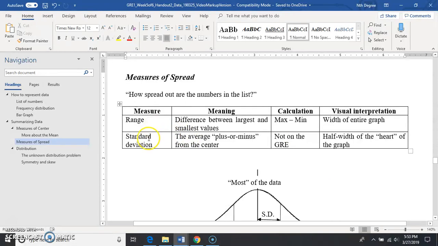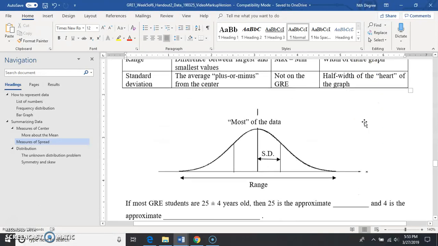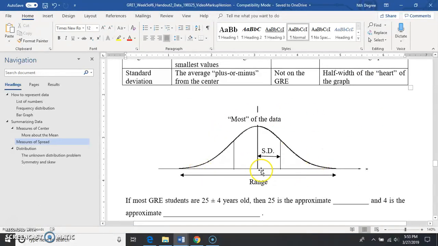So there are two important measures of spread that are used on the GRE, and they're called the range and the standard deviation. The range is very simple. Its meaning is the difference between the largest and smallest values in the list. So its calculation is simply max minus min. And its visual interpretation is the width of the entire graph. So if we looked at this data here, if the data went from this minimum to that maximum, we would simply subtract those numbers. If it went from a minimum of 10 to a maximum of 40, then the range would be 40 minus 10, which is 30.